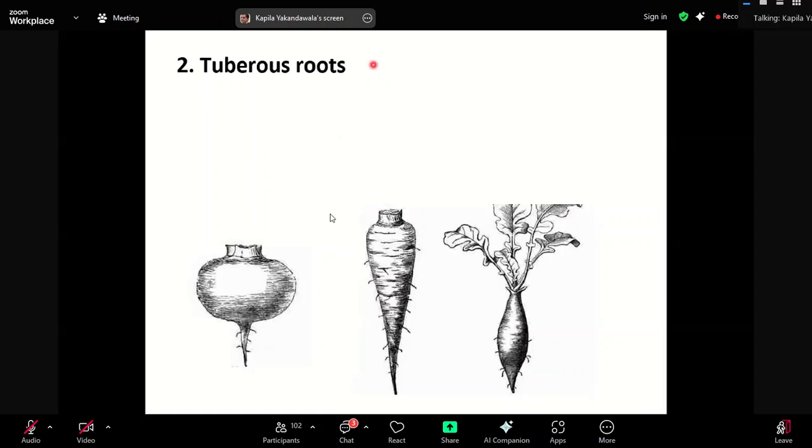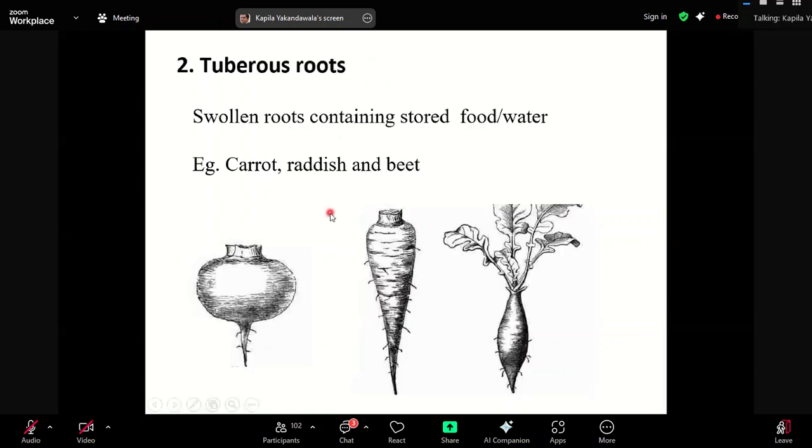Then tuberous roots like carrot, beet, radish, food is stored in roots. Some not only food, some amount of water is also stored in swollen roots.